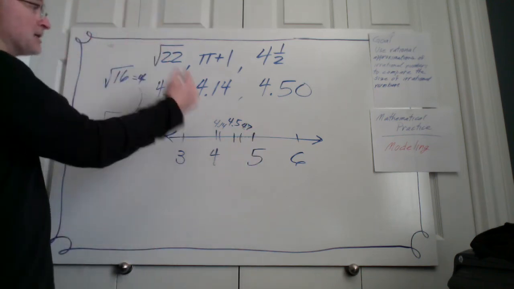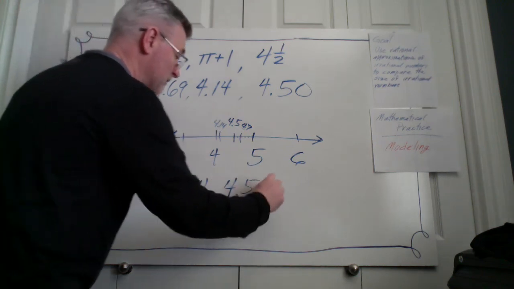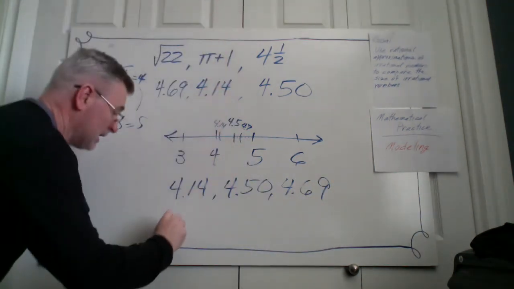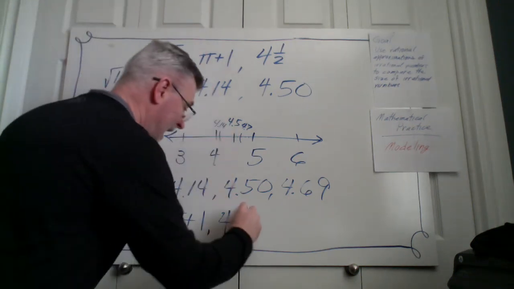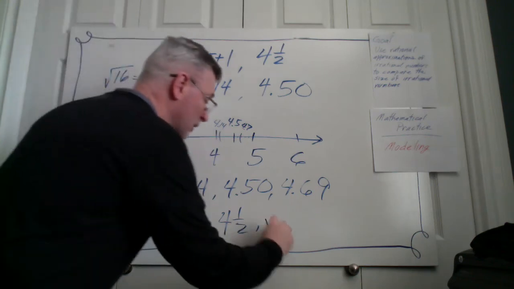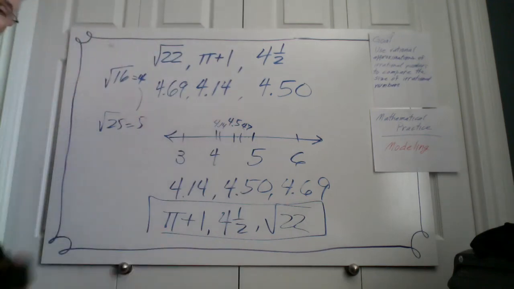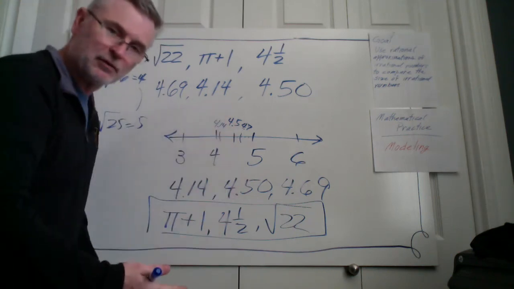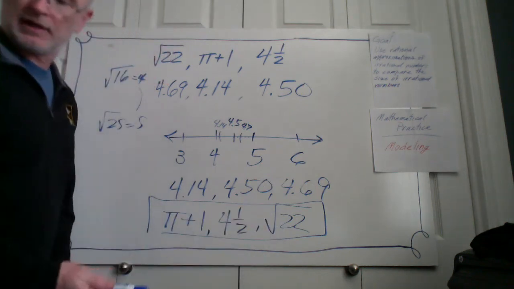So we can tell that these in order would be 4.14, 4.50, and then 4.69, or it would have been pi plus 1 is the least of these, 4.5 is second, is greater than this one, and then square root of 22 is the greatest. And this is the answer we're looking for. Now, if you're answering these things and leaving them in decimal form, I'm fine with that because that's what you were looking for anyway. But then when you get back, the square root of 22 is the greatest of the 3.